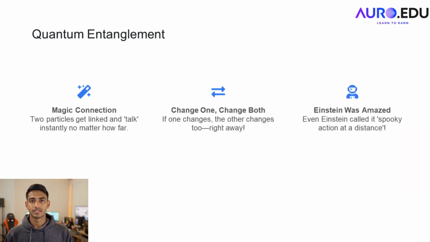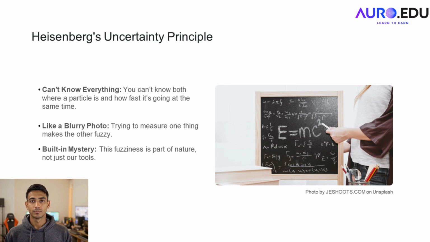Quantum entanglement is like magic. Imagine two twins who always know what the other is doing, even if one is on the moon. When two particles are entangled, they stay connected no matter how far apart they are. If you do something to one, the other reacts instantly. This was so strange that even Einstein thought it was spooky, but scientists have proven it's real, and it's used in quantum tech today.